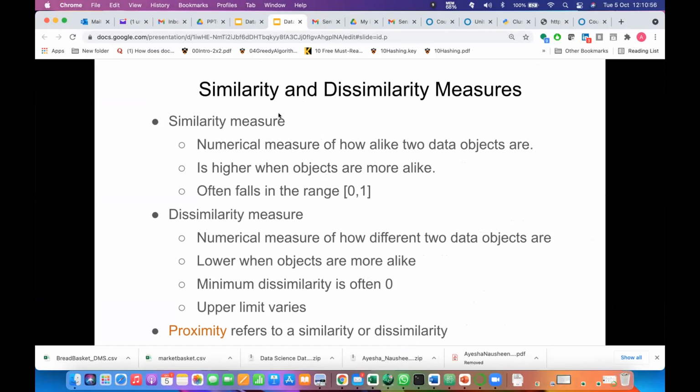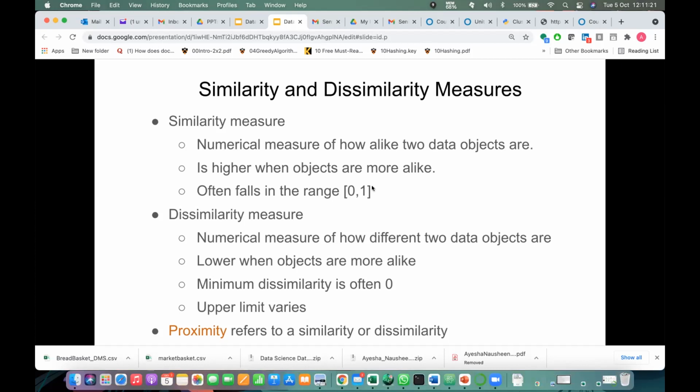Now we discuss the similarity and dissimilarity measures. How much two objects are similar, how much they differ, those things are important in some algorithms like clustering. So similarity measure, a numerical measure of how alike two data objects are, is higher when objects are more alike. If they are the same, then they are more similar, and the value of similarity will be very high.